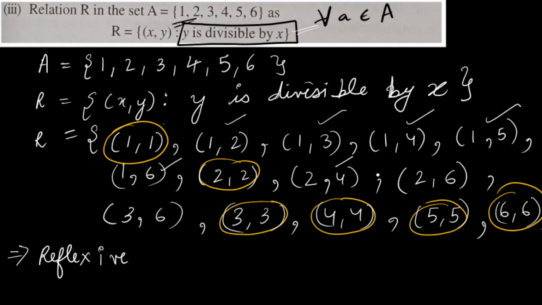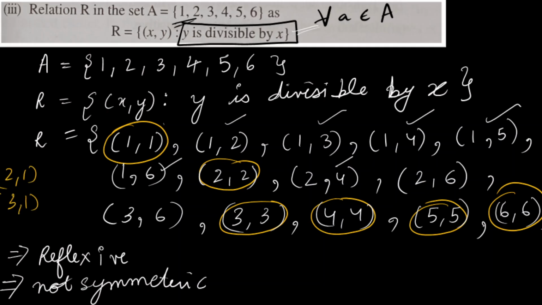I don't have them because these will not satisfy the condition. So for all the ordered pairs, their symmetric ordered pair should be there. For 2 comma 4, the symmetric ordered pair 4 comma 2 is also not there. So that means this relation is not symmetric. I should have 2 comma 1, 3 comma 1, and all these symmetric ordered pairs, which are not in this relation. So that's why this is not symmetric.